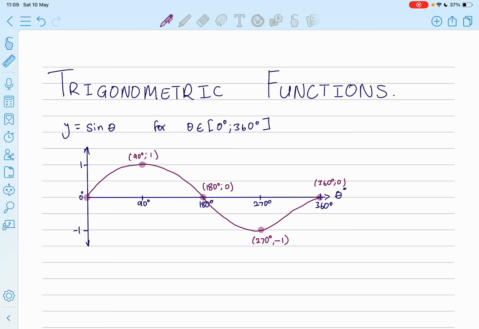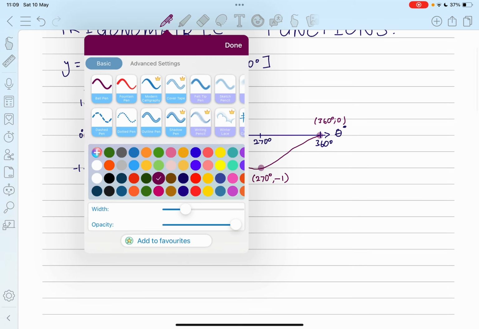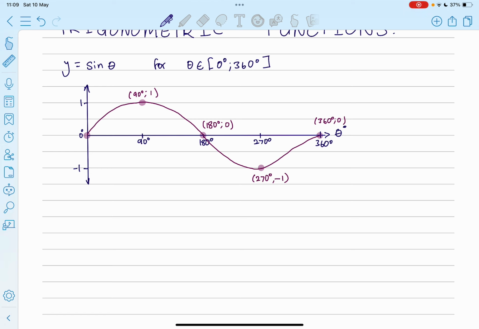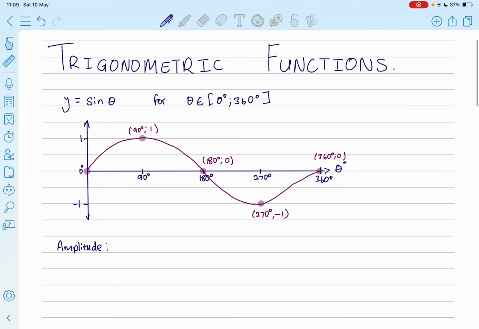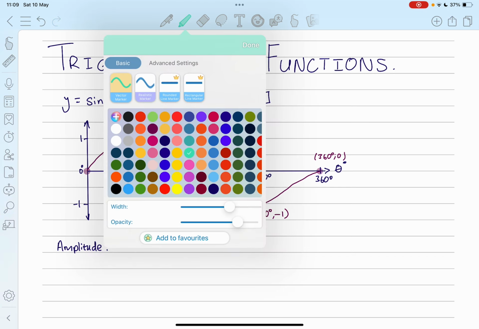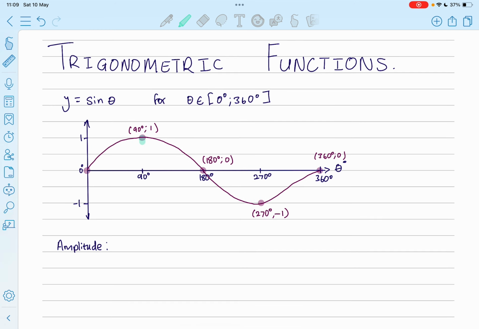Now that we've drawn our sine graph, let us look at the key features for this graph. First is the amplitude. The amplitude is the height from the center of the wave to the maximum. If I indicate that, it would be from here to there. That is our amplitude, and for us here, it is 1 unit.